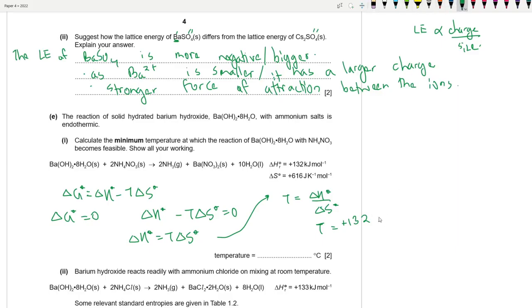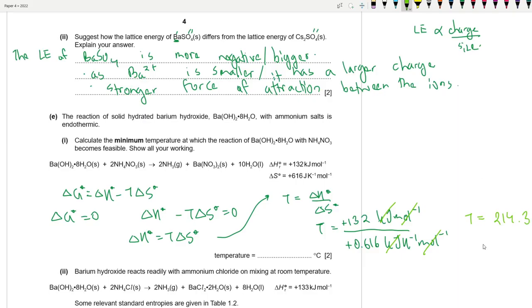Okay, wait, let me show this. Kilojoule per mole, and this one will be 0.616 kilojoule per Kelvin per mole. So think about it, we can get rid of these two units and we end up with the final answer of T is equal to 214.3 Kelvin.